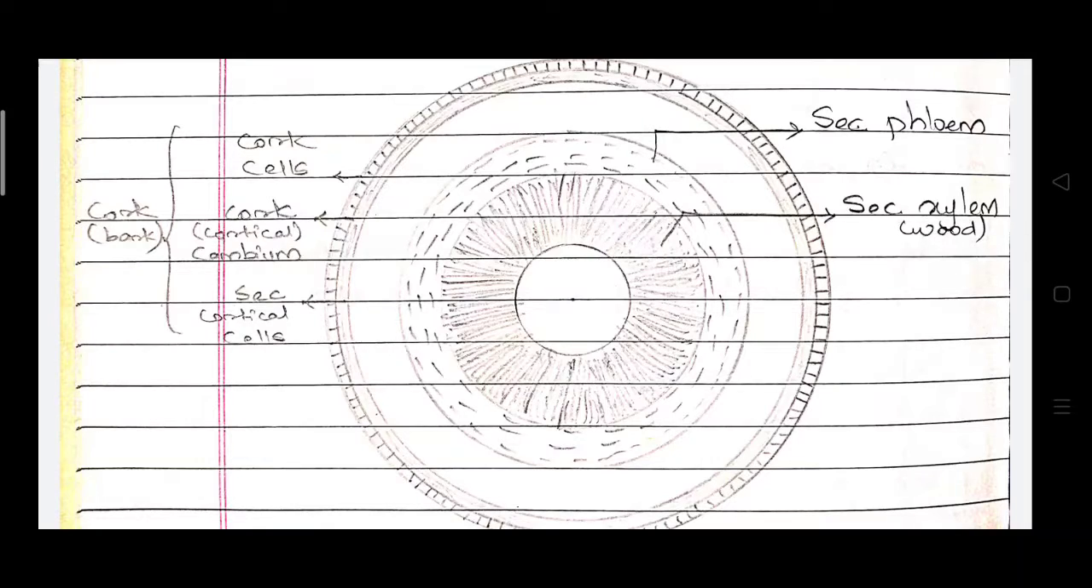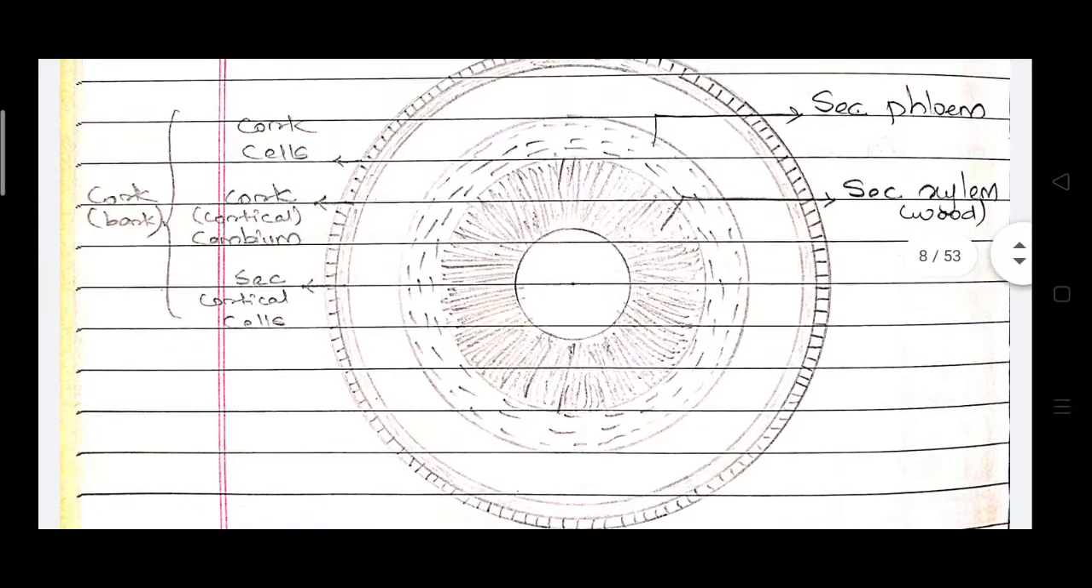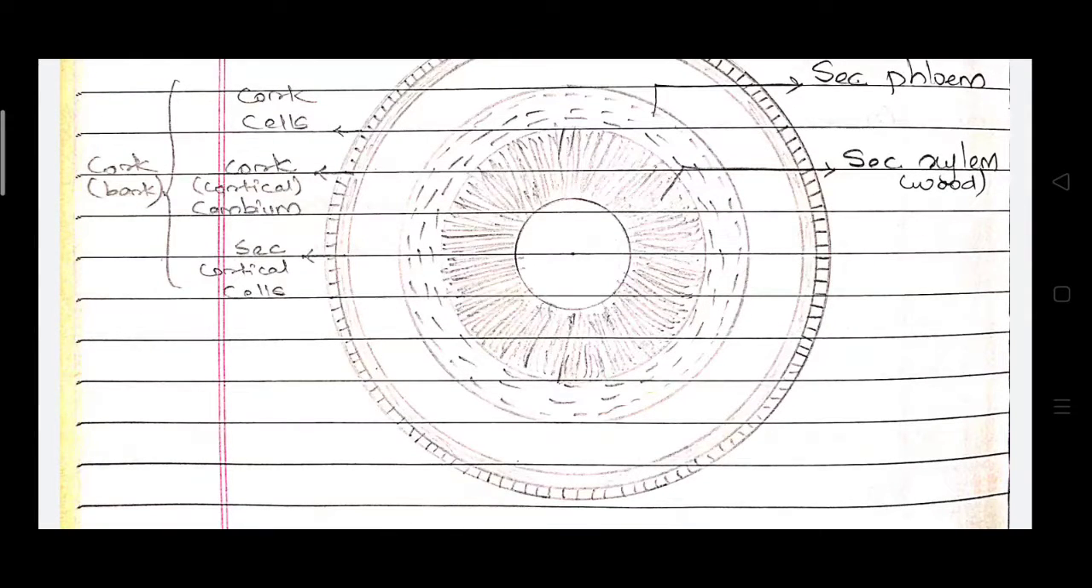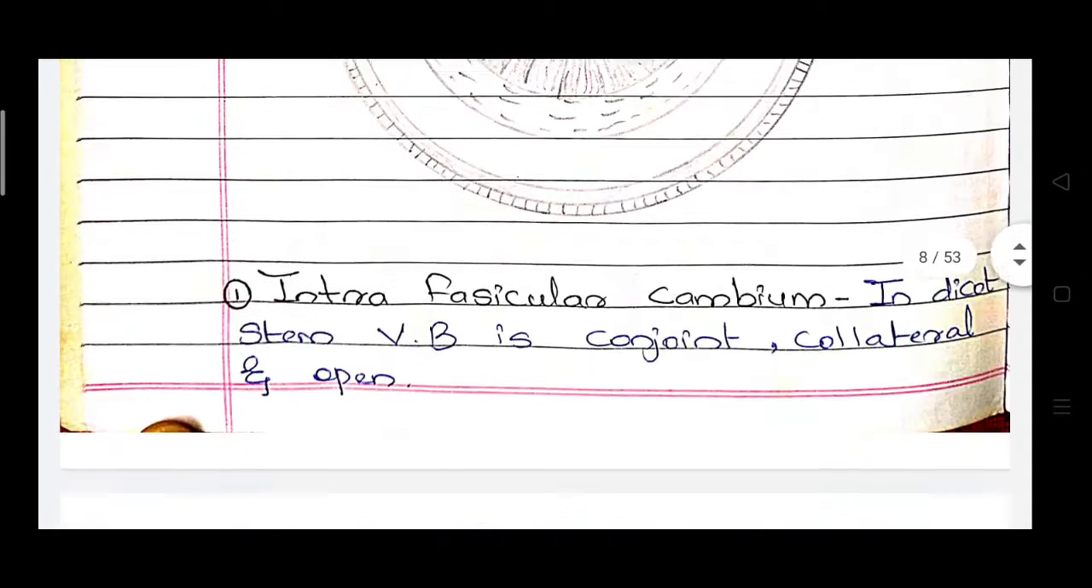In that, at the center there is the pith. Then after the pith there is the secondary xylem and secondary phloem. Secondary xylem is nothing but the wood, and after the secondary xylem there is the secondary phloem. In the cortex region there are the outer cork cells, in the middle the cork cambium is developed, and at the inner side there are the secondary cortical cells. All these cork cells, cork cambium and secondary cortical cells are known as the cork or bark.